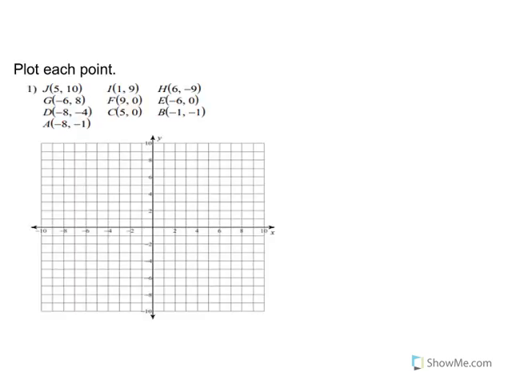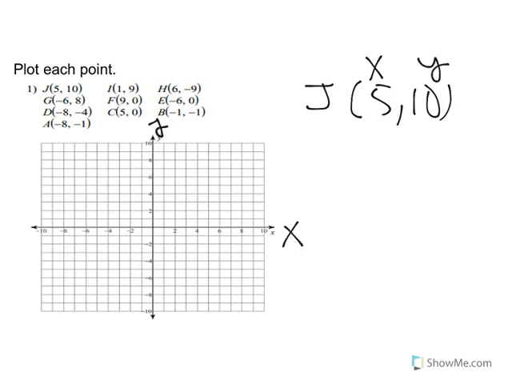Now we're giving you the location, or the coordinates, of the point, and you need to plot those points. For example, for J, we have (5, 10), which means that x is 5 and y is 10. This is our x direction, this is our y direction. So we go 5 right and 10 up, and we label that as point J. Then point I is (1, 9), so we go right 1, up 9, and we have our point I. Remember that in order to name a point, we need a dot and a capital letter.